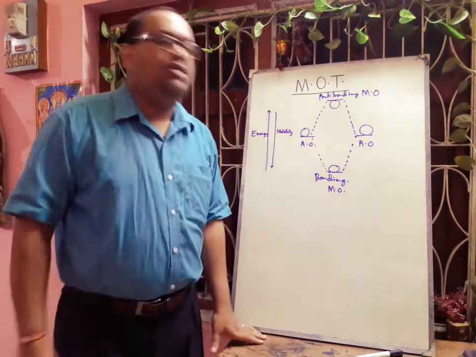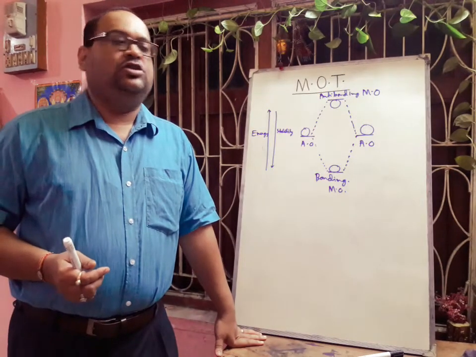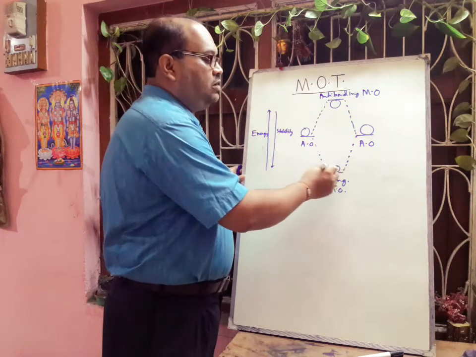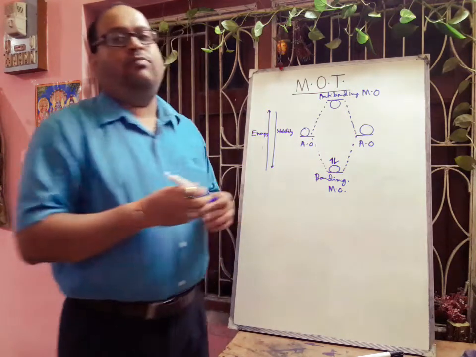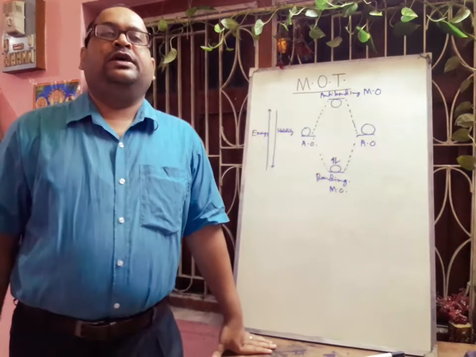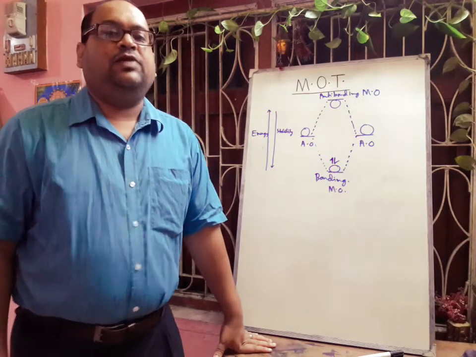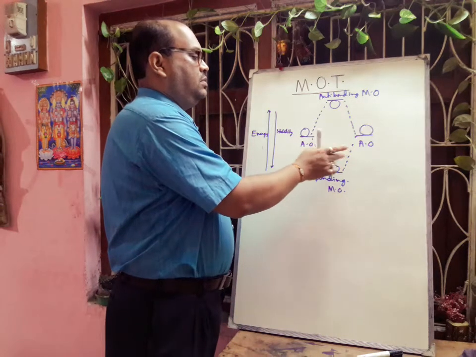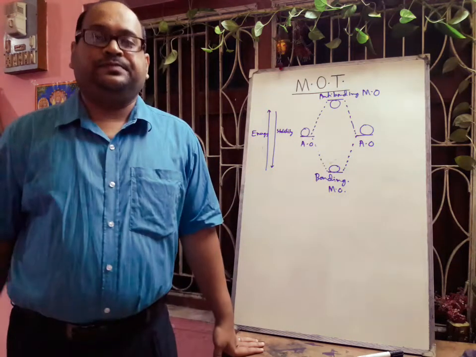Now each molecular orbital can accommodate maximum of 2 electrons with opposite spin. So if we put some electrons here, this molecular orbital can accommodate maximum of 2 electrons and they will be of opposite spins. The shape of the molecular orbital depends upon the shape of the combining atomic orbitals. Hope you can understand what I am telling.